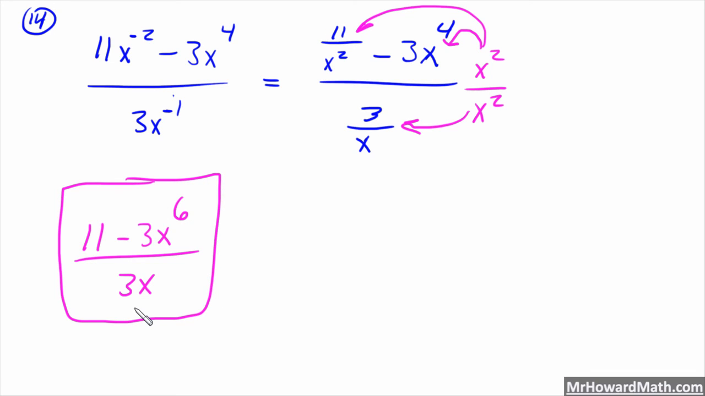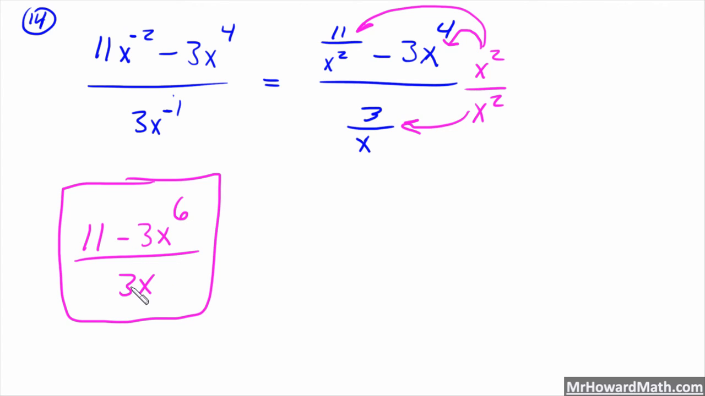There are no other exponent rules we can apply. Make sure that you don't try to cancel this 3 with this 3, because we don't have that situation. The 3x is the denominator for this whole quantity right here. So we cannot cancel that 3 with that 3. Okay, make sure you understand that.